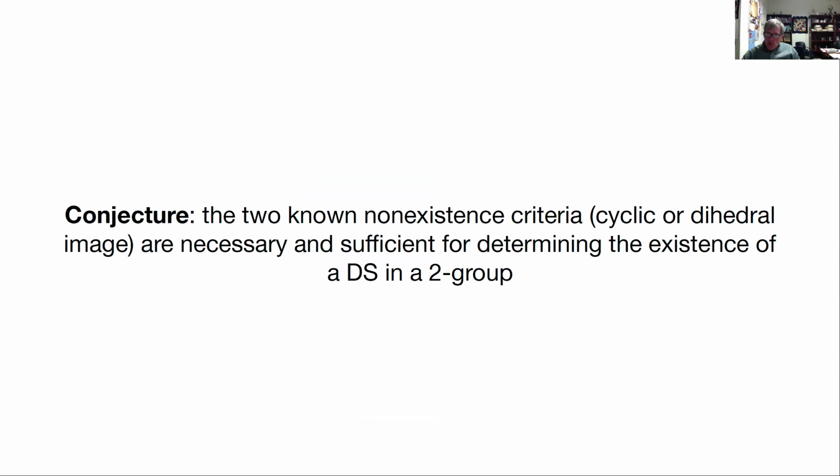And here's the conjecture that I was willing to make in our paper that I wrote with those 7 other people. And John Dillon doesn't believe this, because he says, well, we've got 3 cases. That's not very much. But the 2 known non-existence criteria, either a cyclic or a dihedral image, are necessary and sufficient for determining the existence of a difference set in a 2-group.